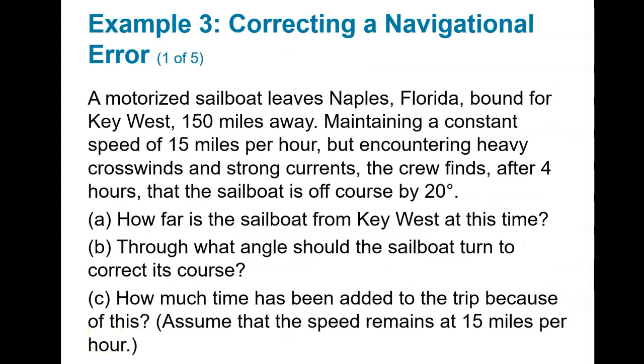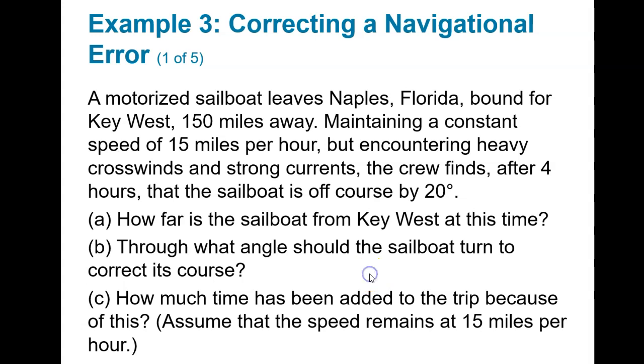All right, and now this is an application of the law of cosines. So again, we have to come up with an SAS or an SSS scenario for this. So what we're doing here is we're traveling by boat from Naples to Key West, 150 miles. We've gone 15 miles an hour for 4 hours, so that means we've gone 60 miles, and we're off by 20 degrees. So how far is the sailboat from Key West? What angle should we correct it, and how much time has been added to the trip because of this, assuming we maintain that 15 miles per hour.